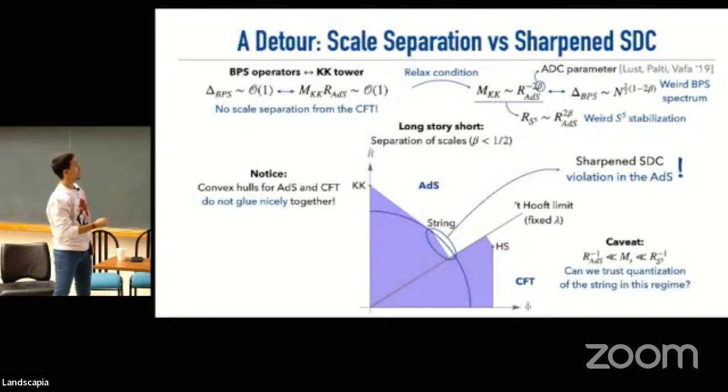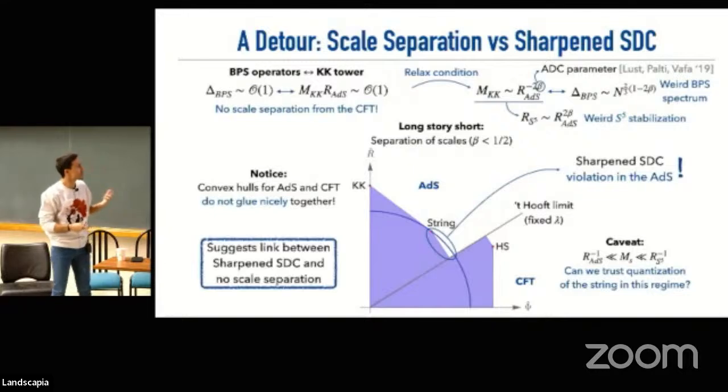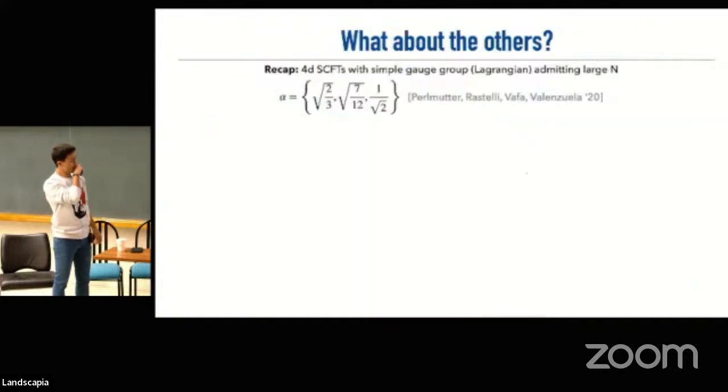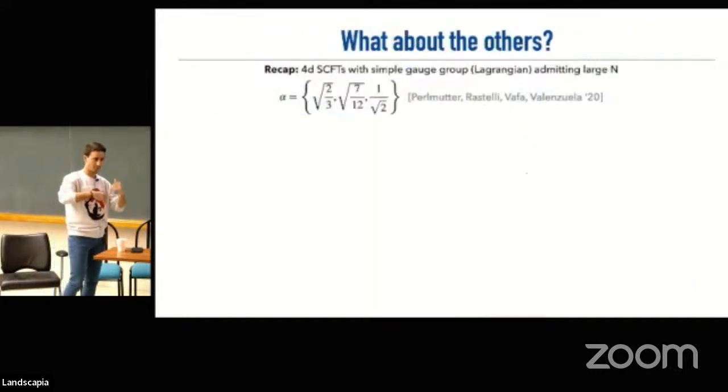So yeah, but all in all, the message that I want to convey is that even though this is just some kind of game that I played, it kind of suggests some link between the sharpened distance conjecture, a conformal manifold, and no scale separation. Because notice that the moment I break it, everything breaks down. Okay? So let me now continue with the purpose of the talk.